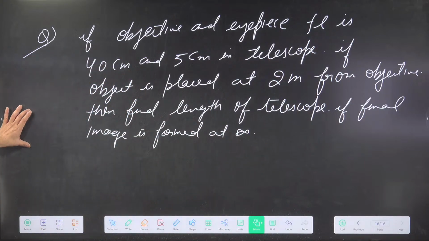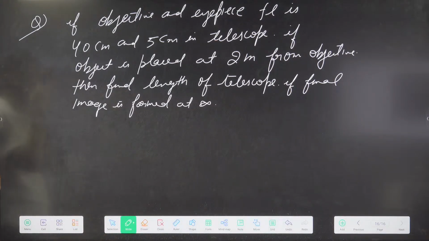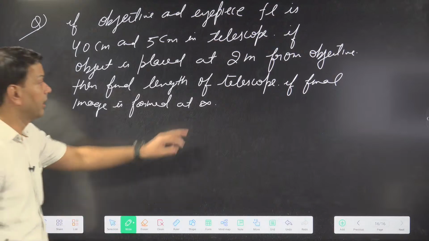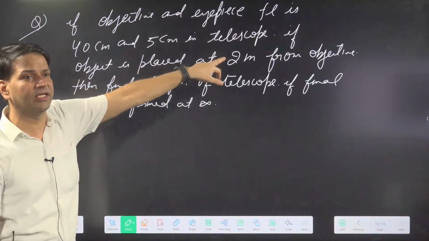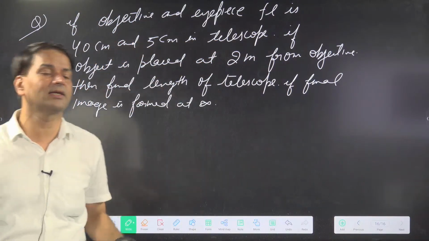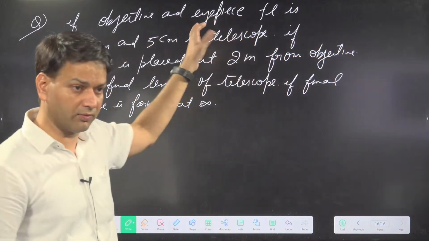Okay, so here the objective and eyepiece focal lengths they have given are 40 centimeter and 5 centimeter, and the object is placed at 2 meter. 2 meter means 200 centimeter, and 200 centimeter is not very large in comparison to 40 centimeter, so in that case we cannot apply any formula that I have learned.